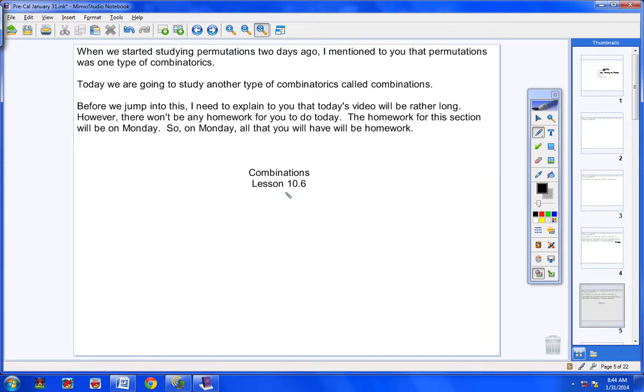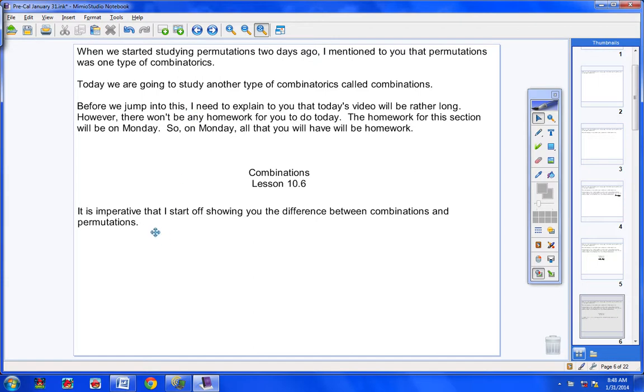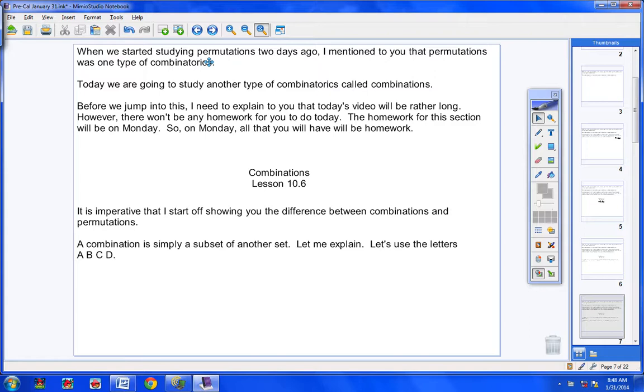All right, go ahead and copy this down, please. We're looking today at combinations, lesson 10.6. I always encourage you to write the date down. The date today is the 31st, and go ahead and copy this down, and let's get started, please. Combinations, lesson 10.6, and the date today is the 31st. It is imperative that I start off showing you the difference between combinations and permutations. If I don't do that, you're going to confuse the two.